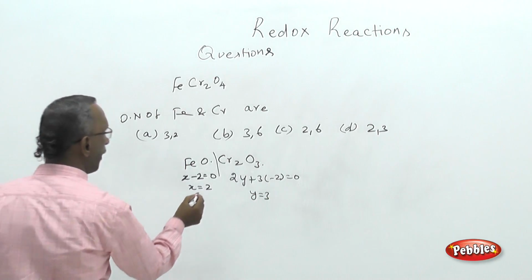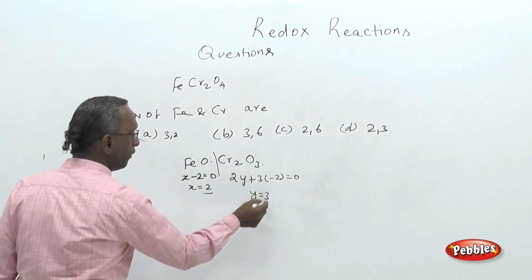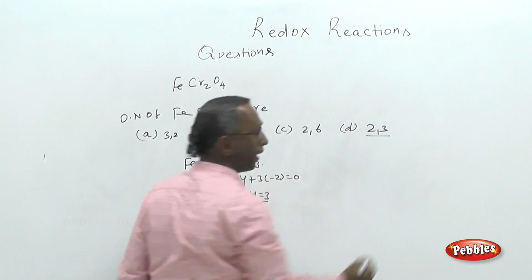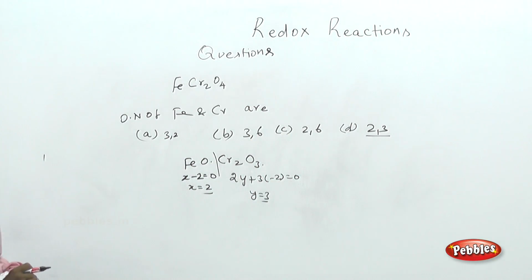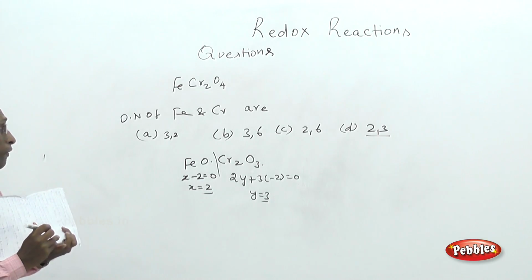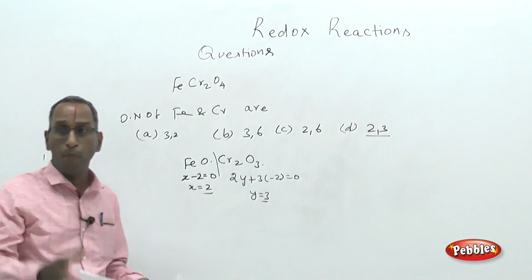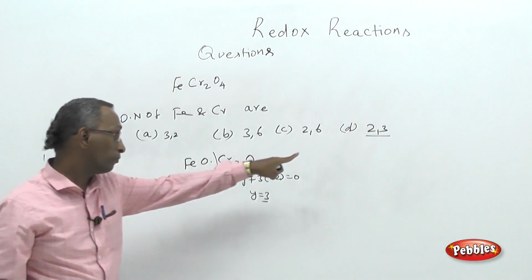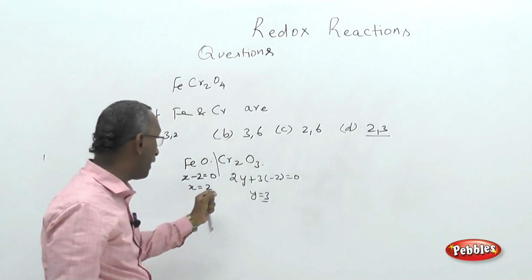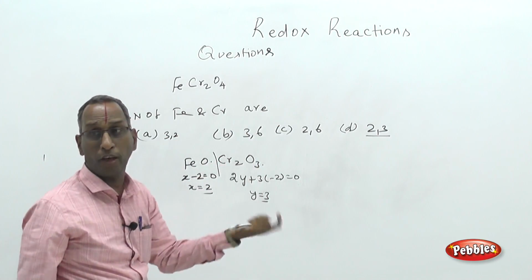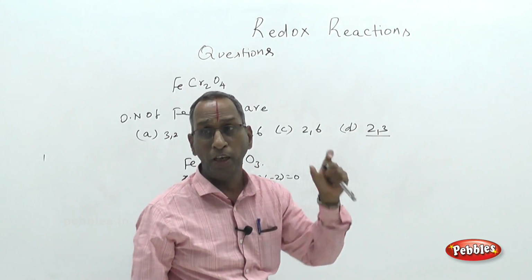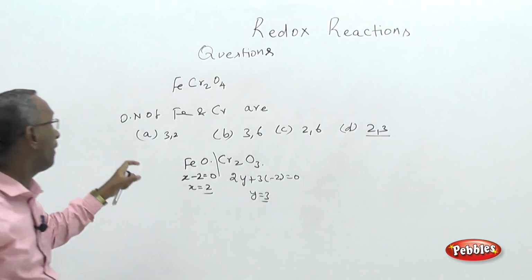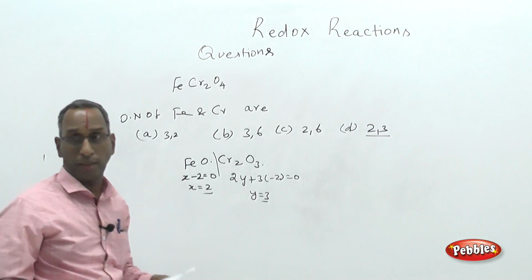So the oxidation number of iron is 2. The oxidation number of chromium is 3. So for iron and chromium, 2, 3 is the correct choice. This eliminates the other choices. We need not work out all the things. This is the compound. In this way we have to work out, and we have to work out this choice carefully. Otherwise, if we make a minor mistake, some other choices may also come into the picture. We have to work out the equations carefully. This finishes the solution of this question.